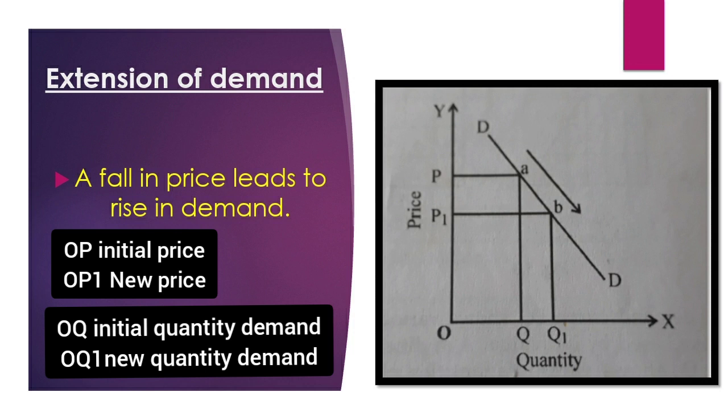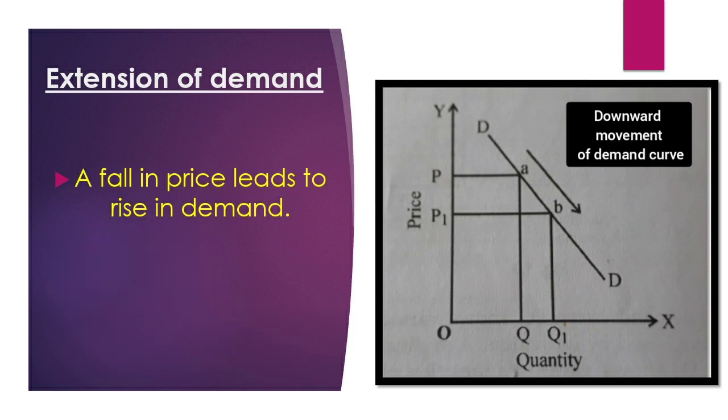Because of this, we see that there is a movement along the demand curve, that is from its initial point A, it moves to the new point, that is B. This is a downward movement of the demand curve, and therefore it is referred to as extension of demand.